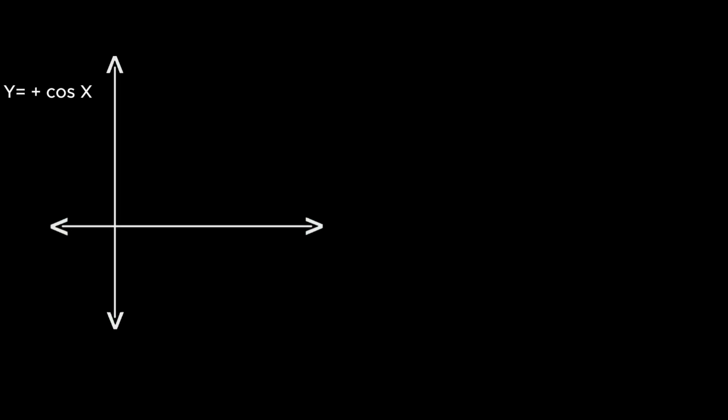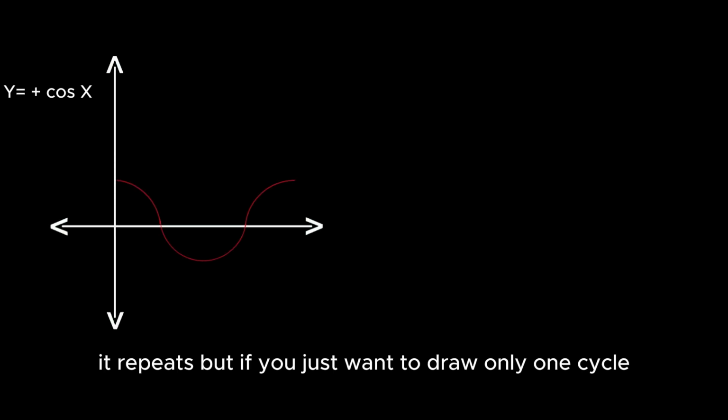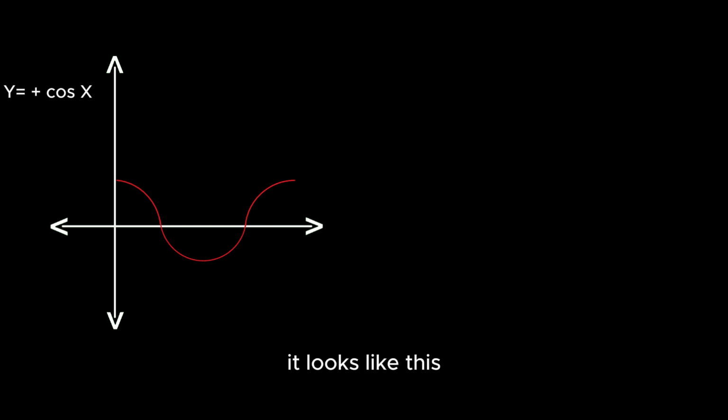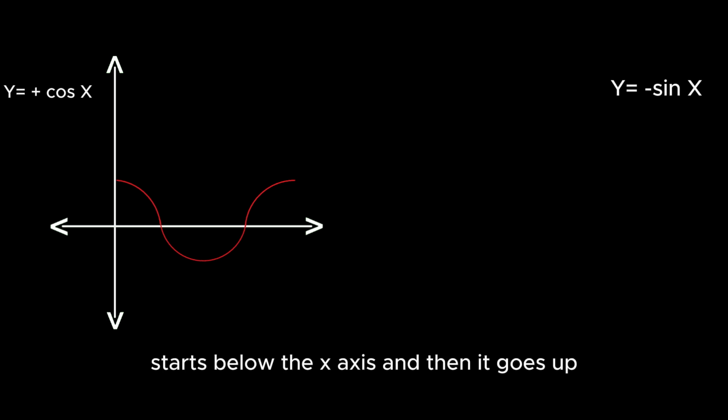Now what about the graph y equals positive cosine x? Cosine starts at the top, and then it forms a sine wave. It repeats. But if you just want to draw only one cycle, it looks like this. Negative cosine starts below the x-axis, and then it goes up.